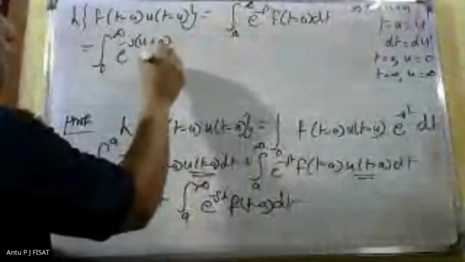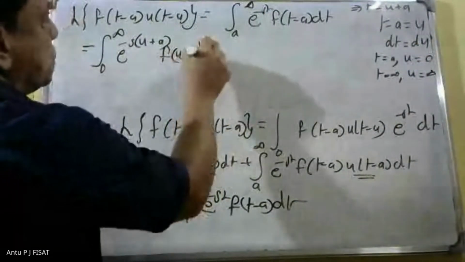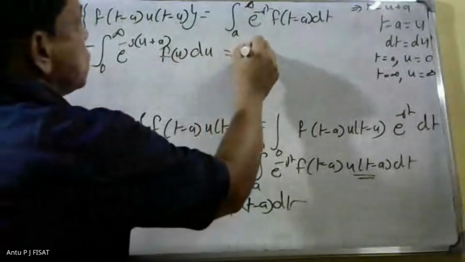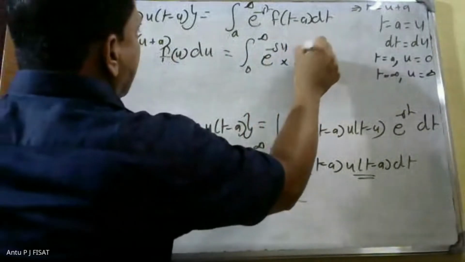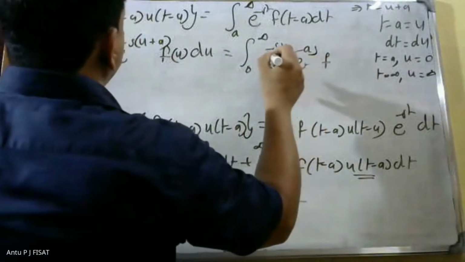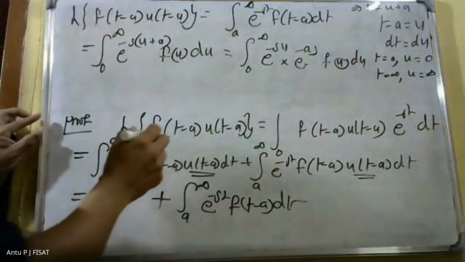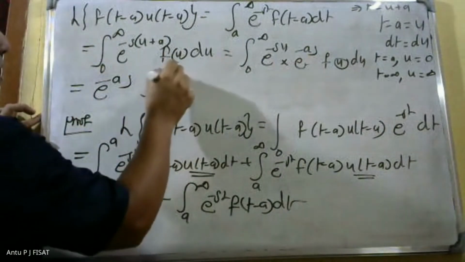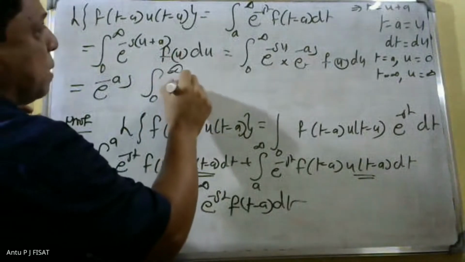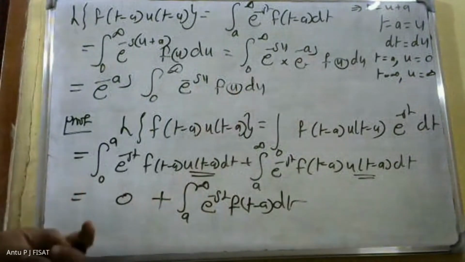Therefore, e raised to minus s into u plus a, f of u, dt equal to du. That is, integral 0 to infinity e raised to minus su, e raised to minus as, f of u du. We can take e raised to minus as outside. Therefore, the balance part is integral 0 to infinity e raised to minus su f of u du.